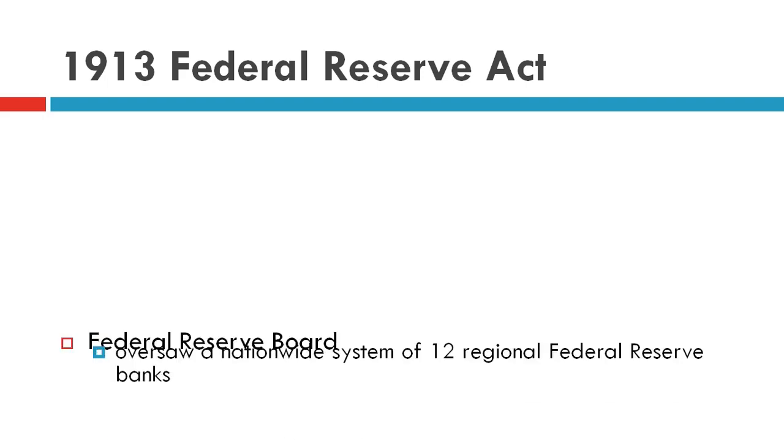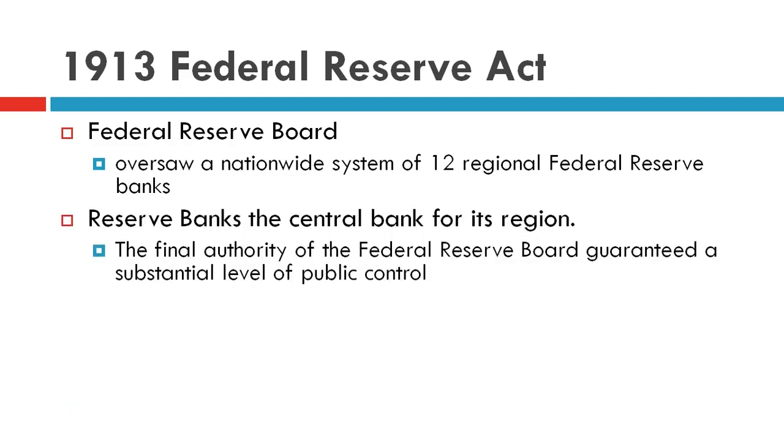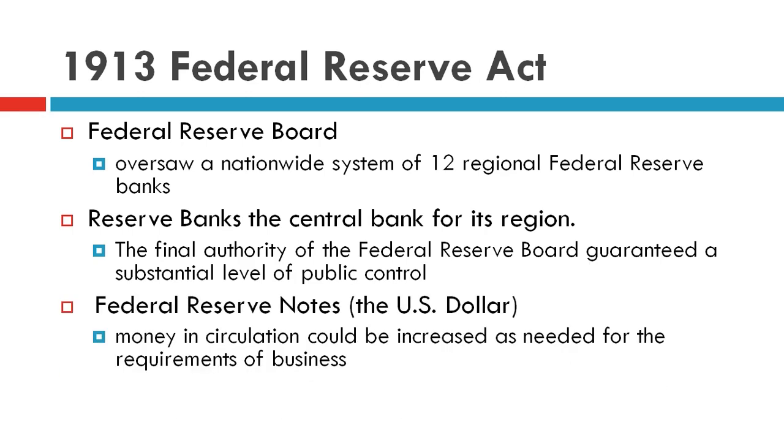This establishes the Federal Reserve Board, which is appointed by the president, and it oversaw a nationwide system of 12 regional Federal Reserve banks. Each reserve bank was the central bank for its region, and the final authority of the Federal Reserve Board guaranteed a substantial level of public control. The board could also issue paper currency called Federal Reserve notes, which is the U.S. dollar that we have today. Because of this, the amount of money in circulation could be increased as needed for the requirements of business.